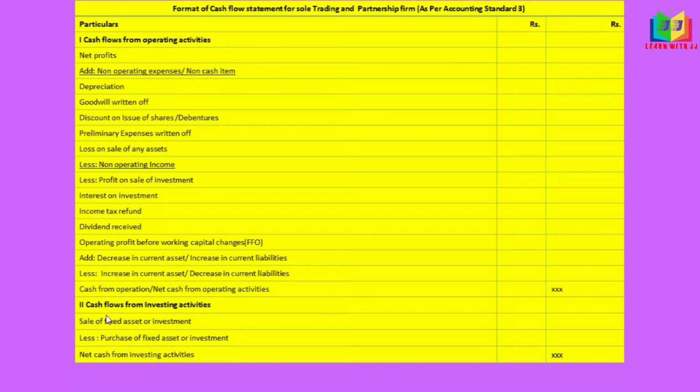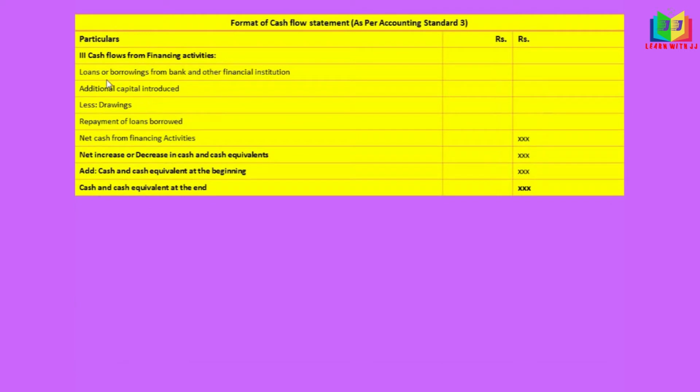The second part starts, that is the investing activities. Sale of fixed assets or investments is taken, and with that we subtract the purchase of any fixed asset or investment. We arrive at the net cash from investing activity. Now we'll see the third part, the financing activity.